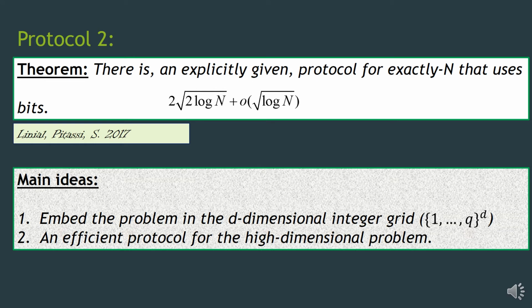And looking backwards, we understand that there are two main ideas. The first is to embed the problem in the d-dimensional integer grid, instead of considering whether three integers, x plus y plus z, are equal to n. You want to reduce it to the problem of determining whether three vectors, alpha plus beta plus gamma, is equal to some t in the d-dimensional integer grid. Why? Because there is an efficient protocol for the d-dimensional problem. A very nice, very surprising, efficient protocol when the dimension is high, which comes from studying Behrend's construction.